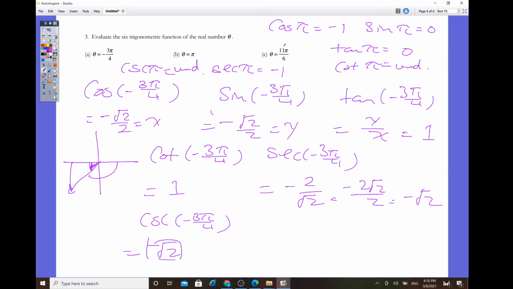For this one, you want to find the reference angle first and the quadrant. So back to the page.